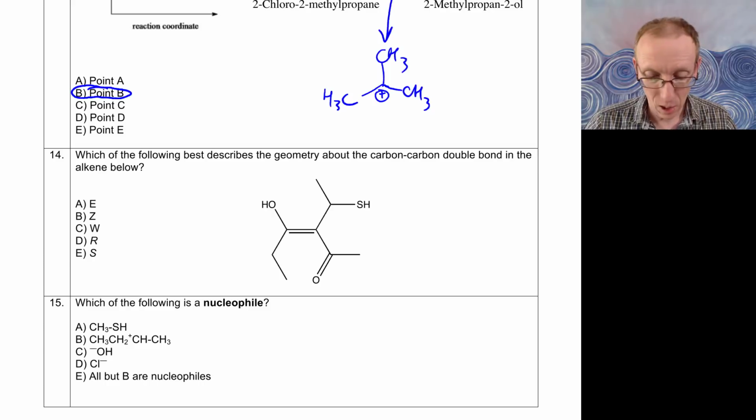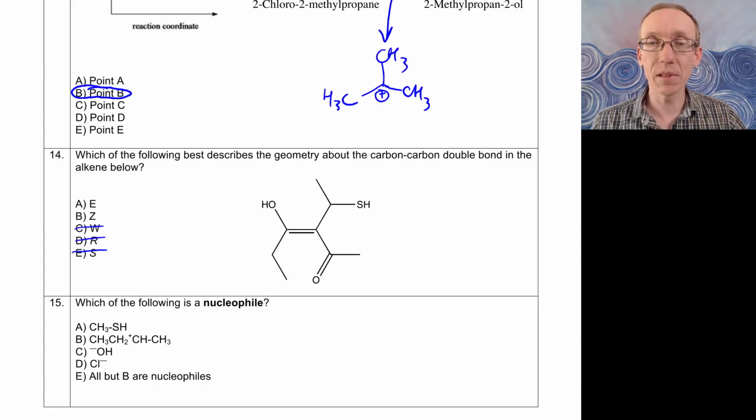Question 14. Which of the following best describes the geometry around this carbon-carbon double bond in the alkene below? So it can't be R or S. It must be E or Z. And the thing we need to do here is apply those Cahn-Ingold-Prelog rules. So what we have to do is split the molecule so that we look at one of the carbons of the double bond and assign priority 1 and 2, or higher and lower, and then we look at the other carbon of the double bond.